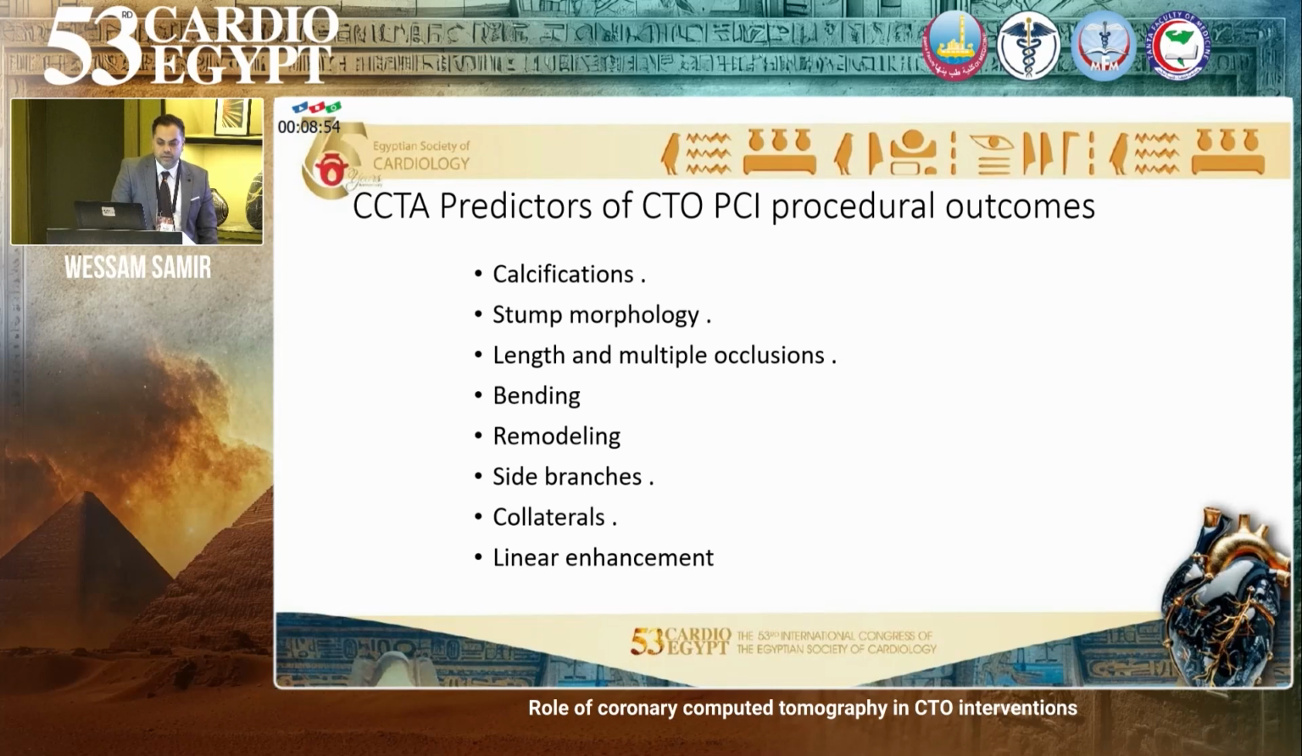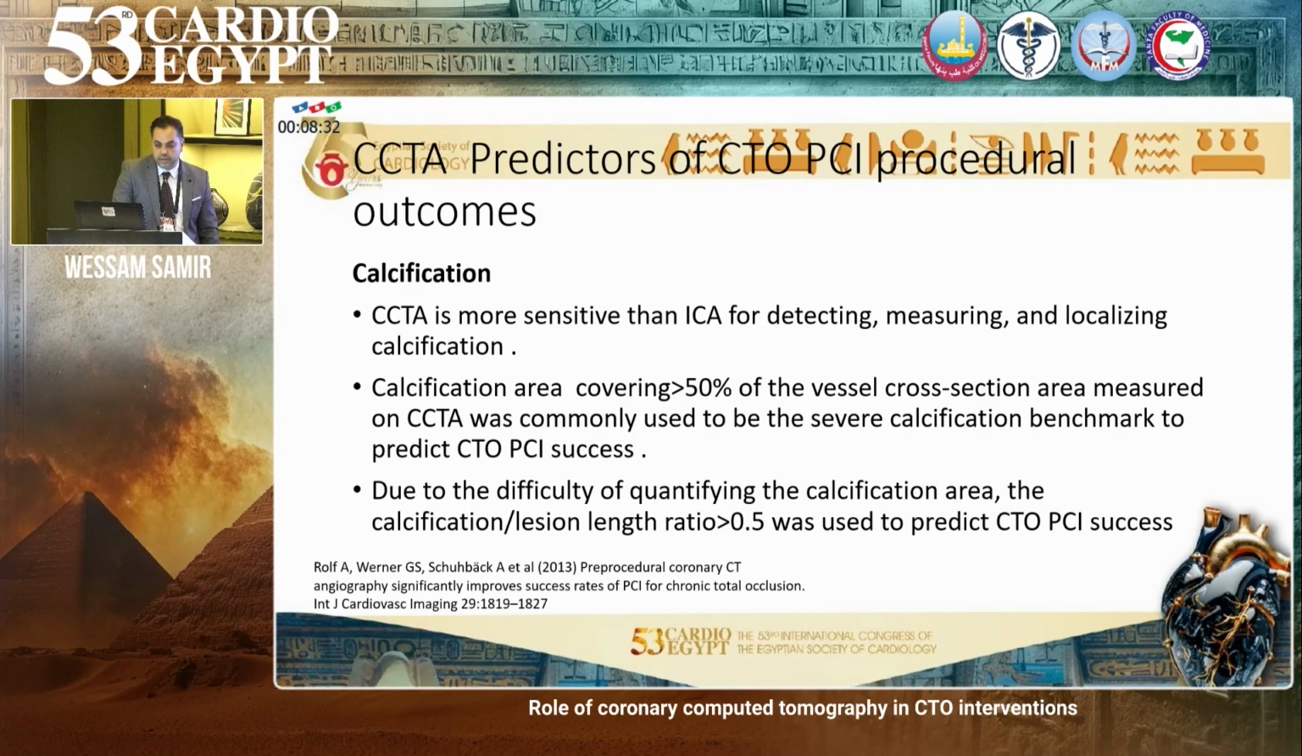Different predictors in CT angiography for the procedural outcome of a CTO PCI include the presence of calcifications, stump morphology, the length and presence of multiple occlusions, bending, remodeling, side branches, collaterals, and linear enhancement. So we're going to talk about each one of them separately. The first one is the calcification.